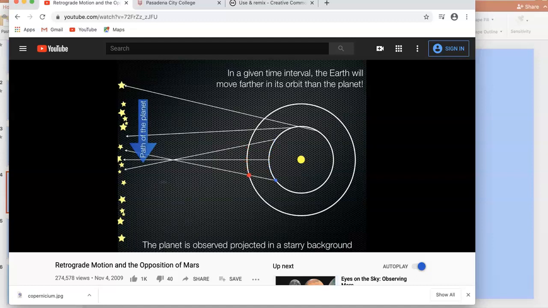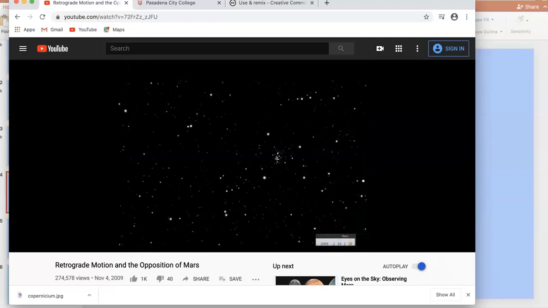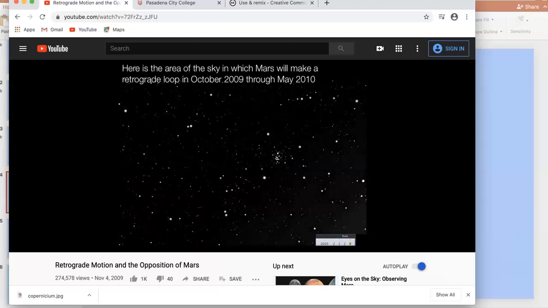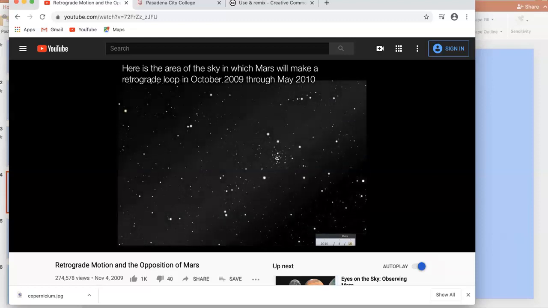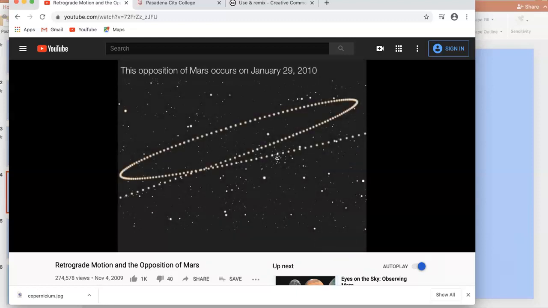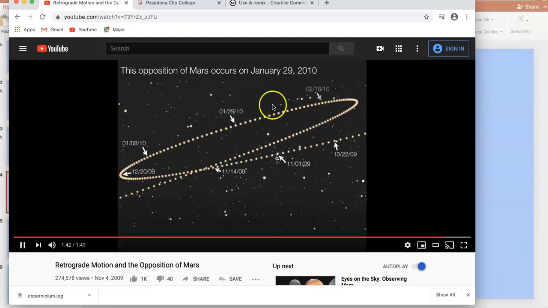So here the path is moving from west to east, and then it appears to go from east to west, and then back from west to east. And this is the retrograde motion. This final scene shows an excellent series of time-lapse images of retrograde motion of Mars observed in 2009 through 2010. And this is showing the position of Mars on various dates. And the opposition, the point when Mars was highest in the sky at midnight, would be right here on January 29th.